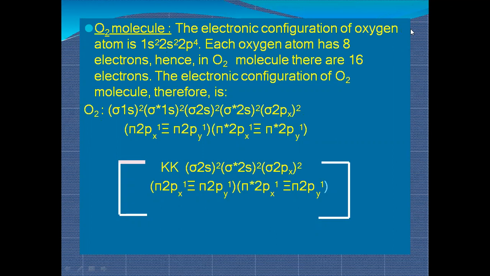The maximum capacity of p is 6. So it means 2 electrons are still unpaired in oxygen. Each oxygen atom has 8 electrons, hence in the oxygen molecule there are 16 electrons.